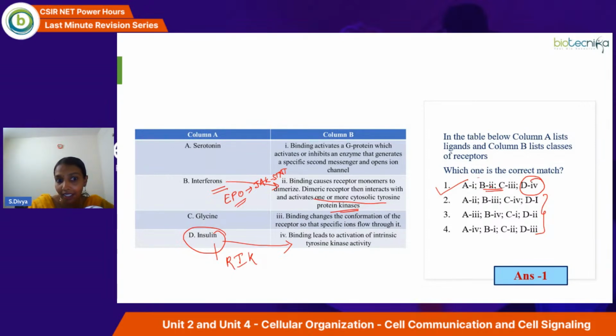So this is basically a question where you can easily get an answer with just one answer if you're confident of it. And I firmly believe that everyone is aware of insulin, right? Then serotonin is GPCR. Glycine is responsible for opening of specific ion channels. Even though you're not so sure of A and C, you have to be confident on B and D. So you can easily get the answers. Right? Very good.